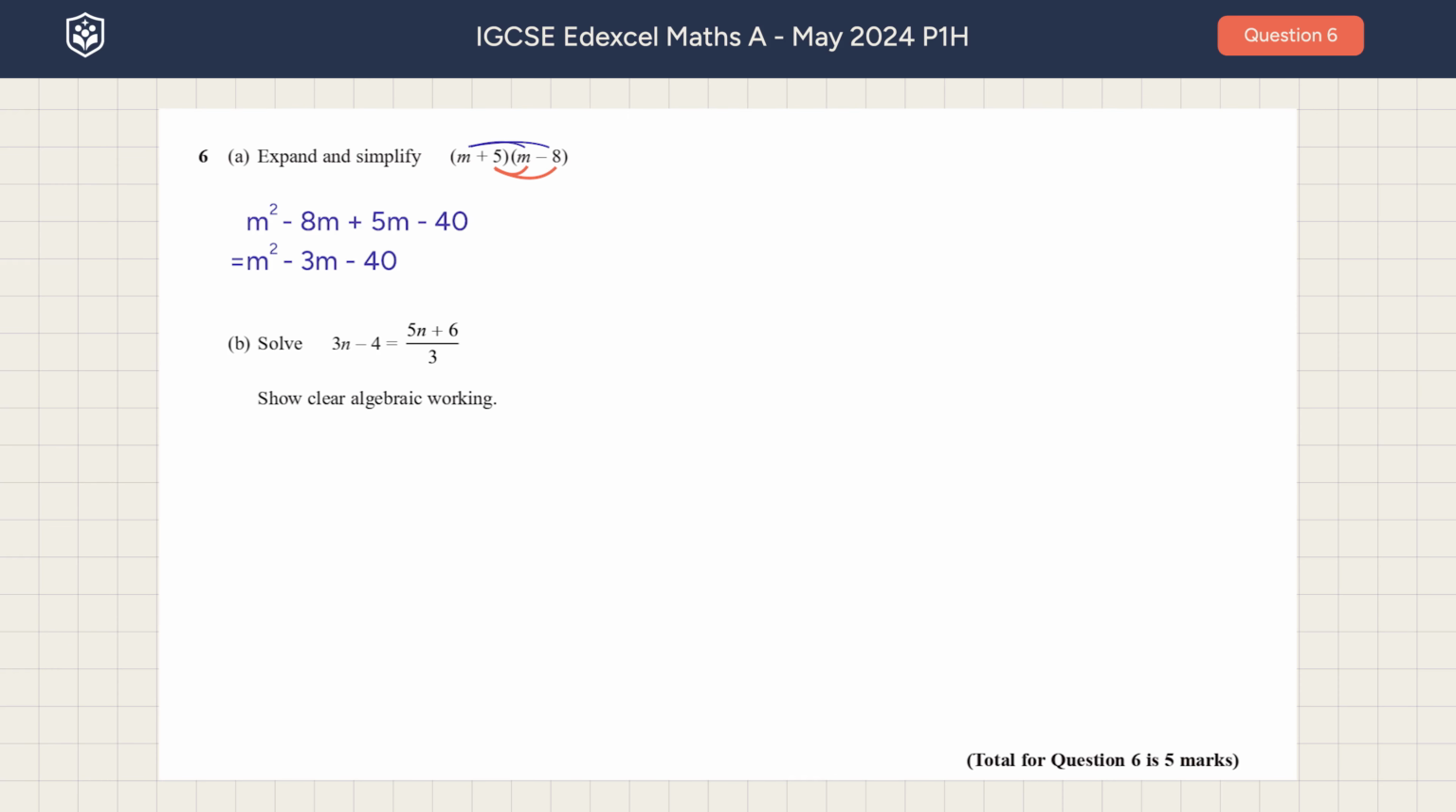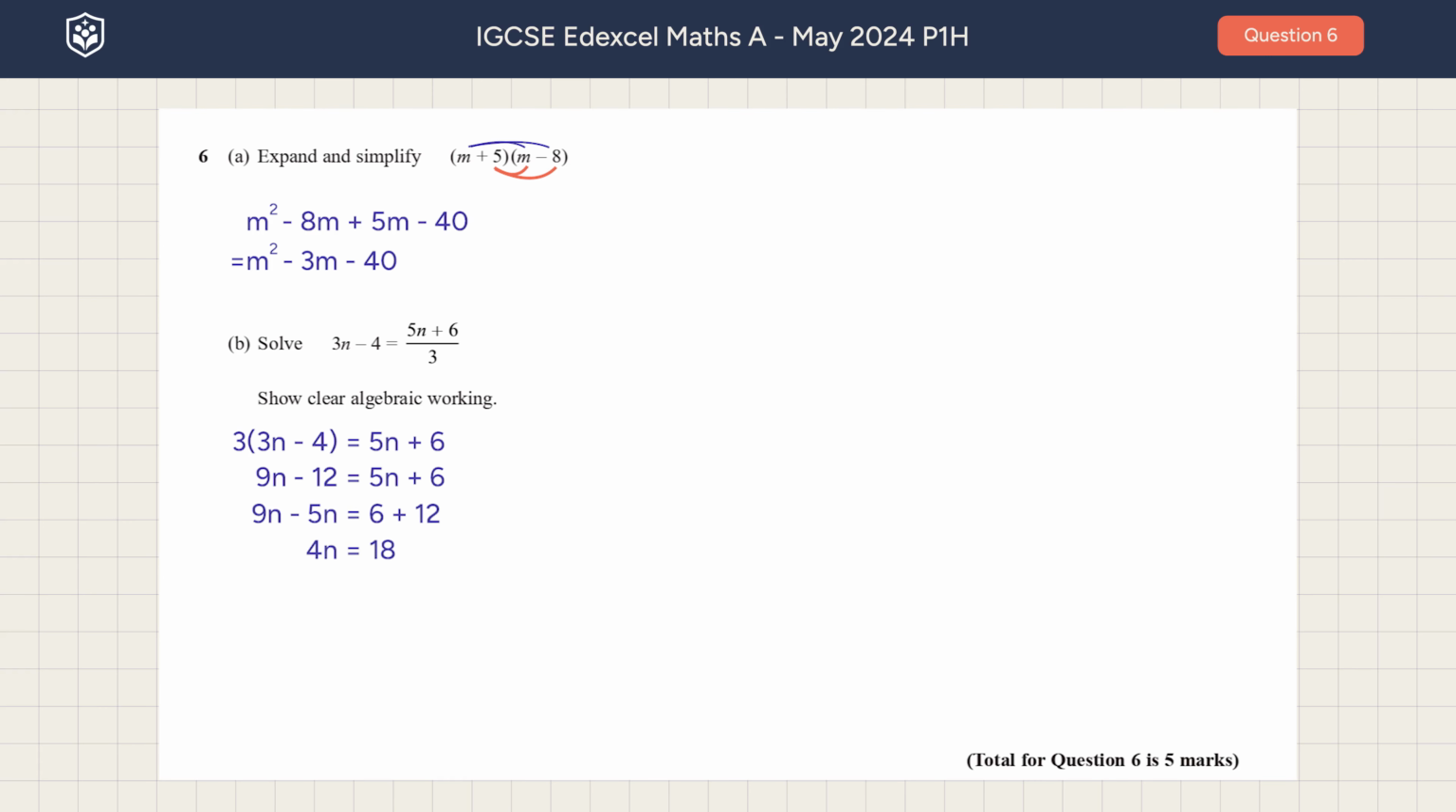In part B, we are asked to solve (3n minus 4) equals (5n plus 6) over 3. We can first get rid of the fraction by multiplying the left side by 3 to make 3 brackets, 3n minus 4 brackets, equals 5n plus 6. Then we can expand the left side to make 9n minus 12 equals 5n plus 6. Rearrange the equation in order to further simplify, making 9n minus 5n equals 6 plus 12.